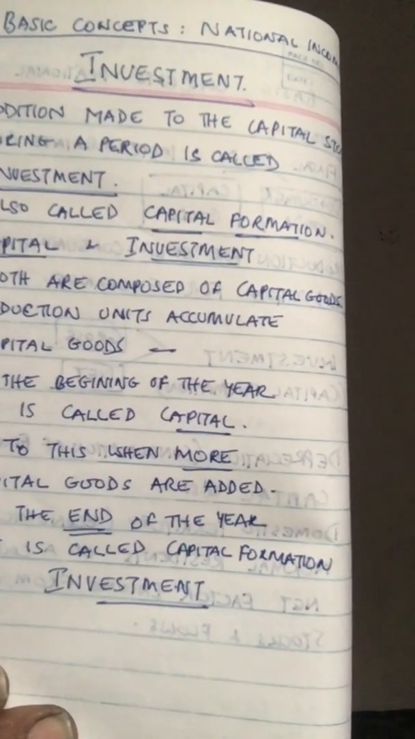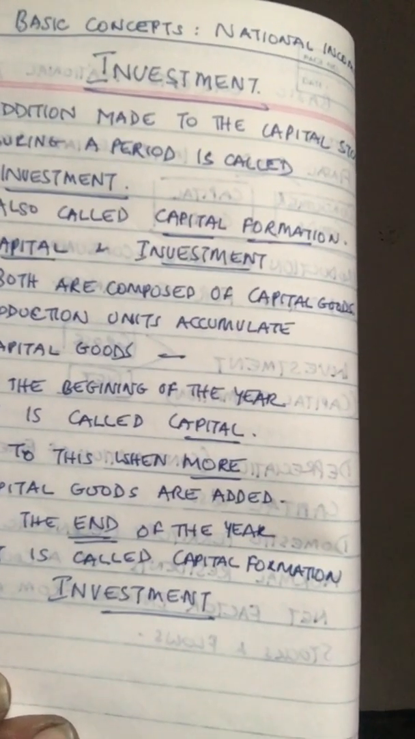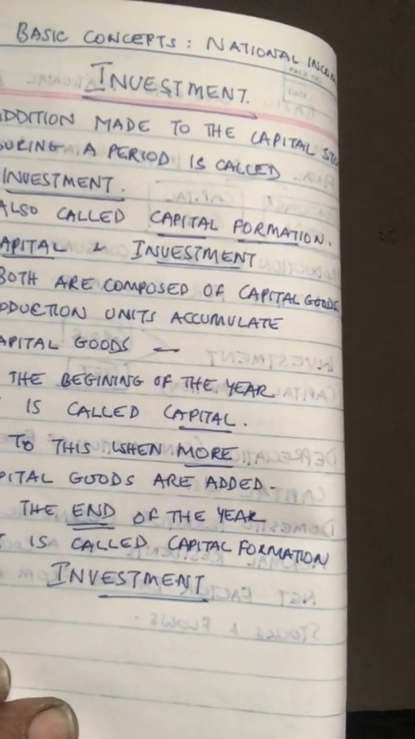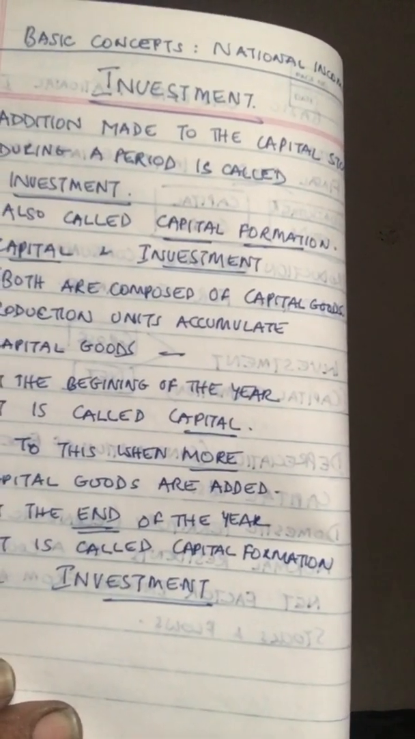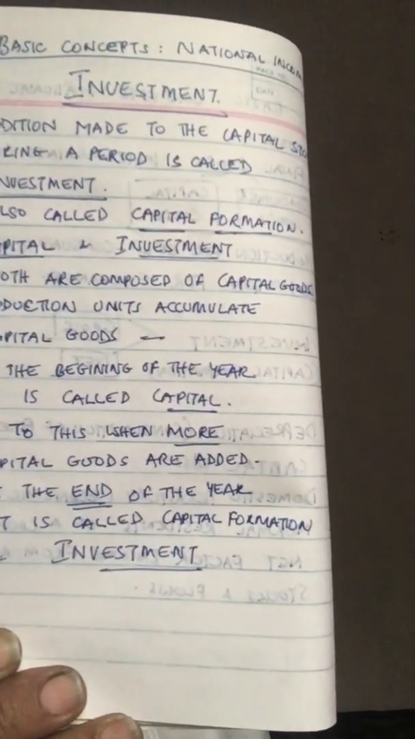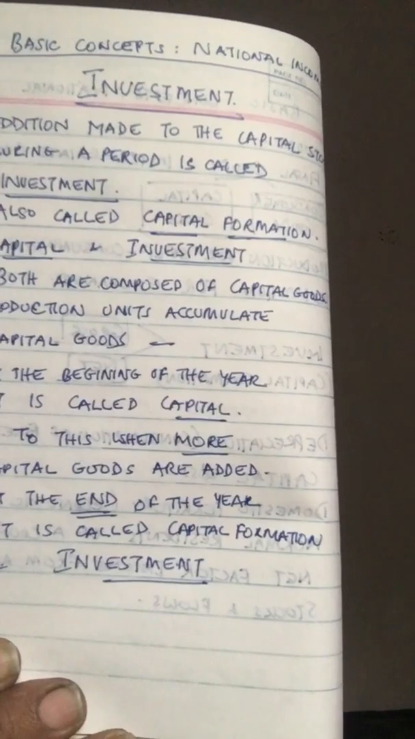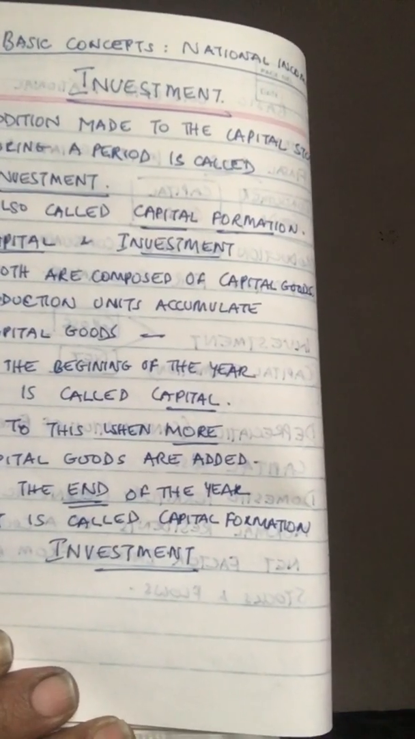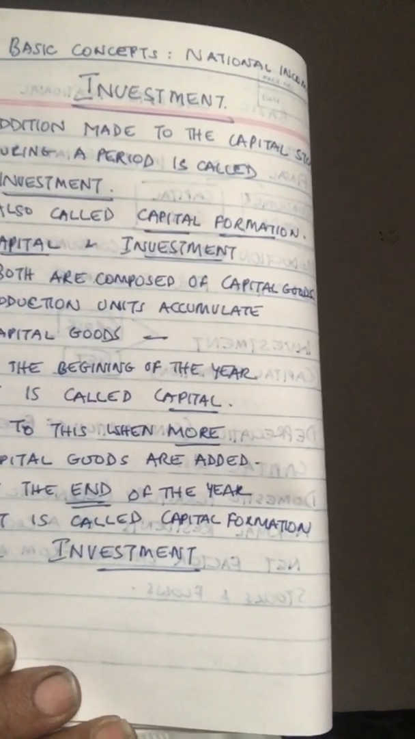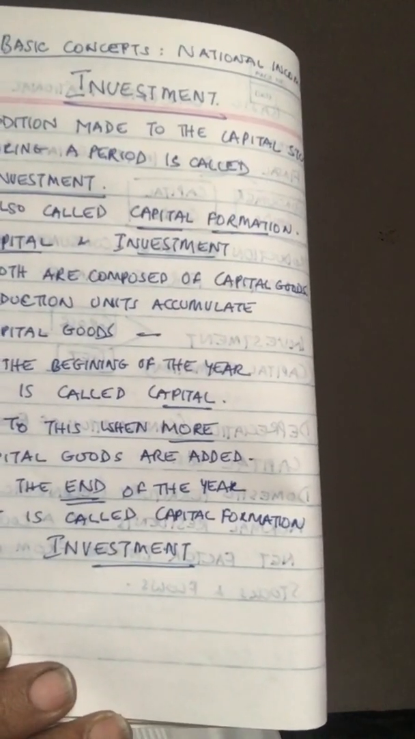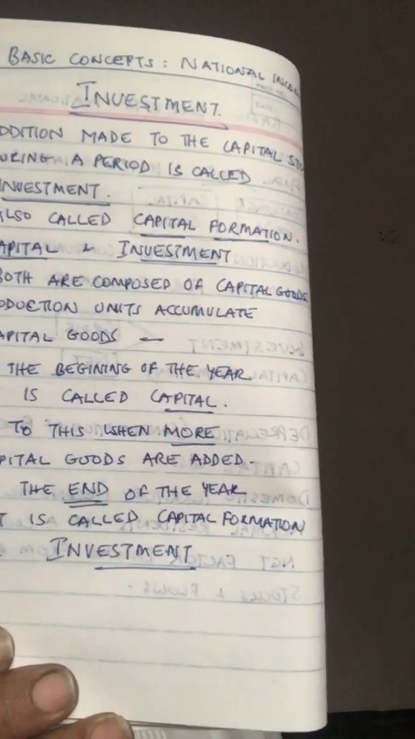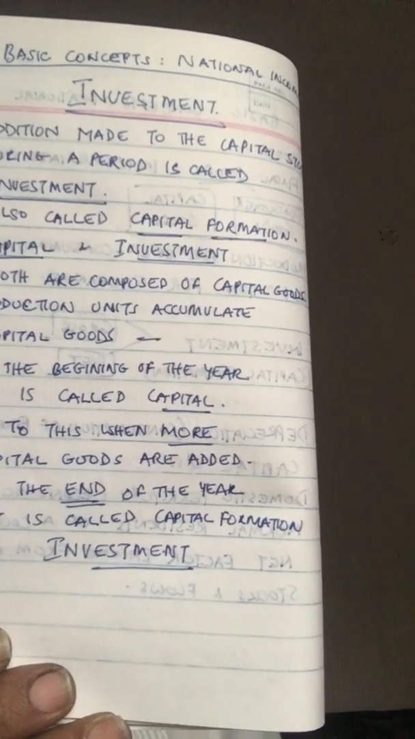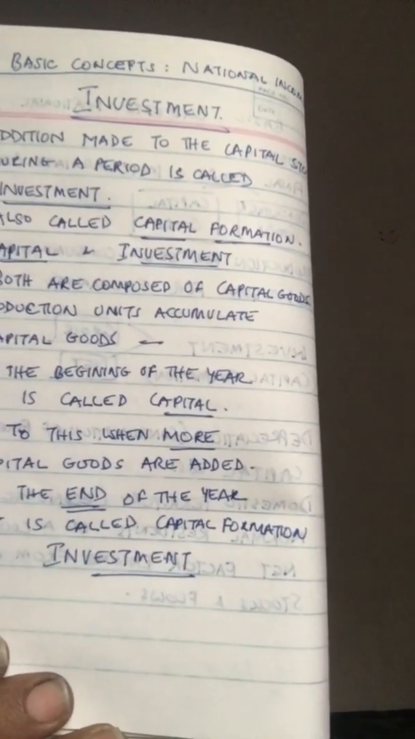So let's take capital. To understand capital and investment, let's understand this concept. Both capital and investment are made up of capital goods, but in the accounting sense, they are different. Production units purchase new capital goods every year, and these go on accumulating year after year. The accumulated stock of capital goods at the beginning of the year is called capital. But the capital goods added to this capital during the year is called investment. So that is the basic difference.